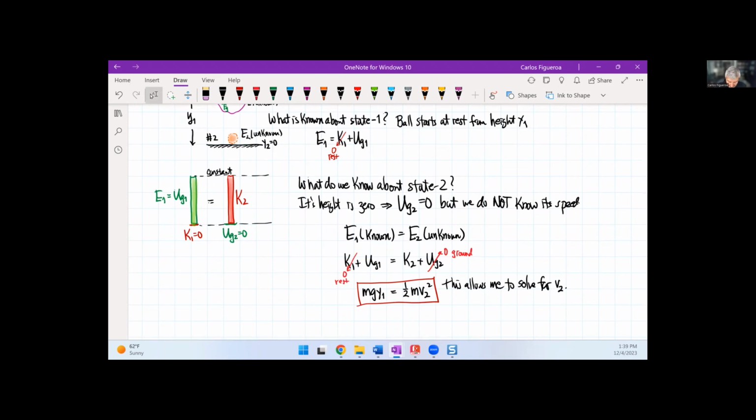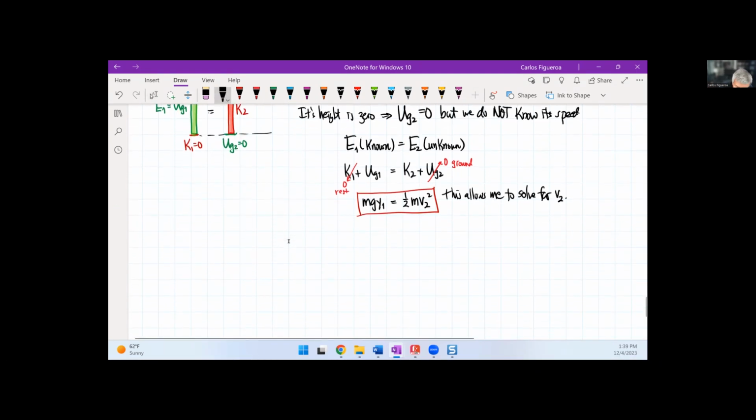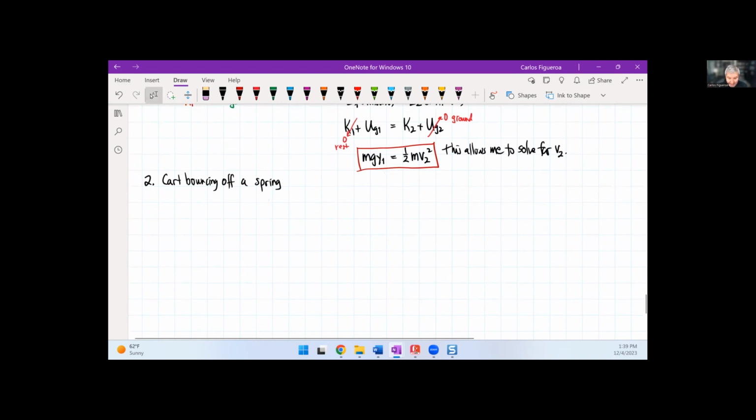Let's look at a different situation. Let's look at one more example, and it goes something like this. What we're going to have here is a cart bouncing off a spring. So we want to set this up so that we don't add friction to the situation, because I'm not going to give you a friction problem on the exam.